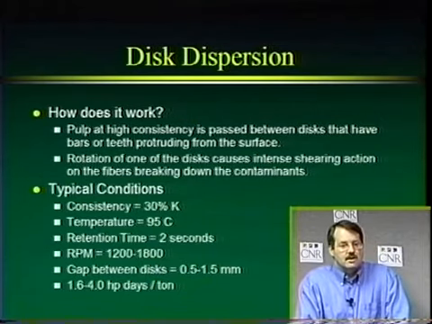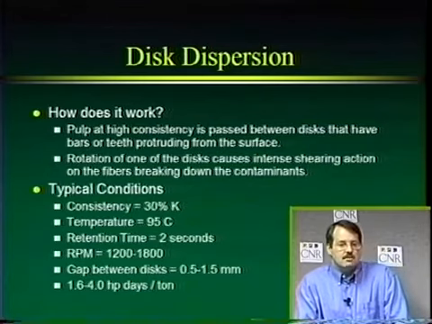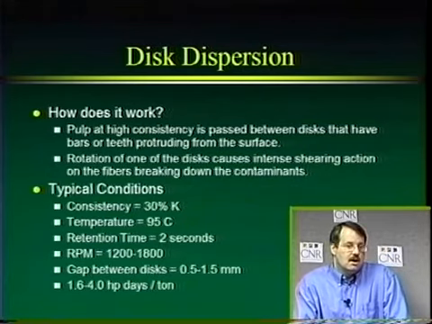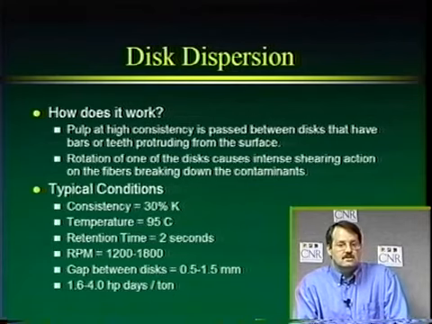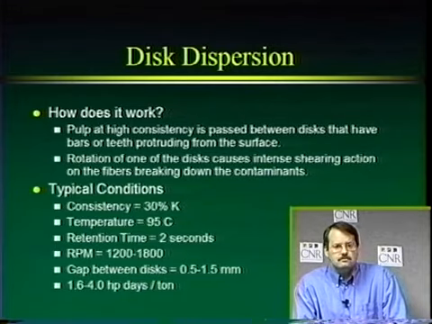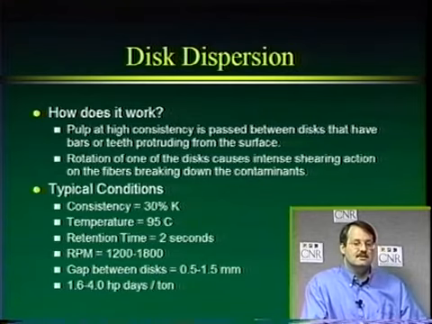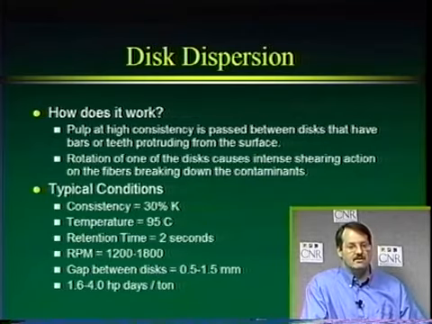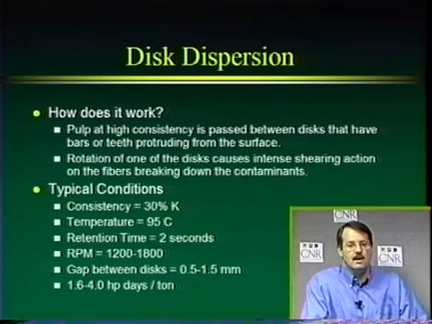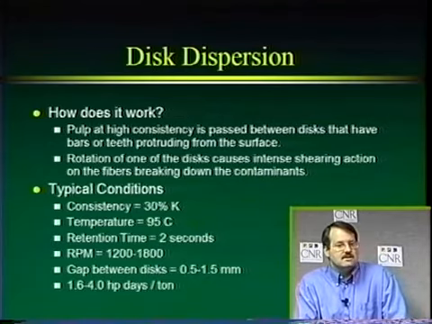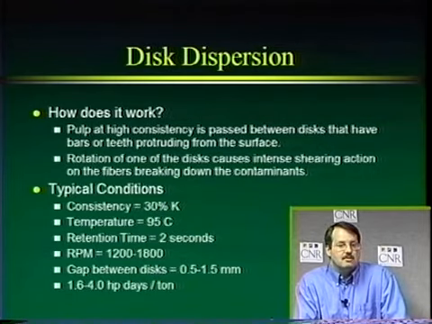The temperature can range, but an average temperature might be 95 degrees Celsius. So we're close to the boiling point of water. We're going to need to use steam in order to heat the pulp up to that temperature. The retention time, interestingly enough, the pulp might only spend 2 seconds between these discs, and that's a short time, and so we have to have a very intense action in that short time. The rotational speed of the discs is around 1500 RPM, which is relatively quick. The gap between the discs is 0.5 to 1.5 millimeters.